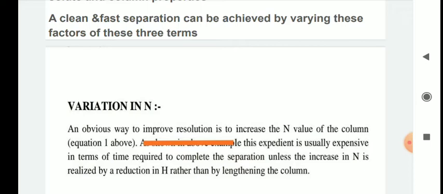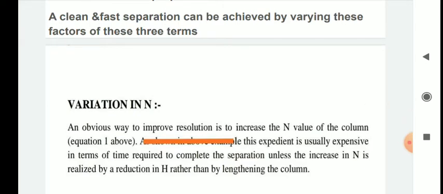If you increase the length of the column, obviously the time required for separation will increase, and that is not desirable, because then you are getting a better resolution, but the time taken for the separation will be larger. So obviously in that case you should try to increase the n value by reducing h. You know the formula for n is equal to L by h. So increasing the length of the column is not desirable because it increases the time for analysis, but h can be reduced. If you reduce the h value, then the plate number can increase.